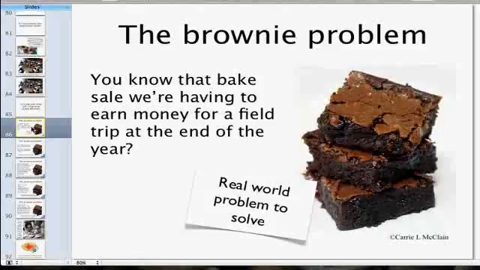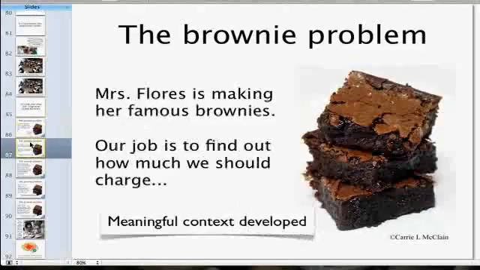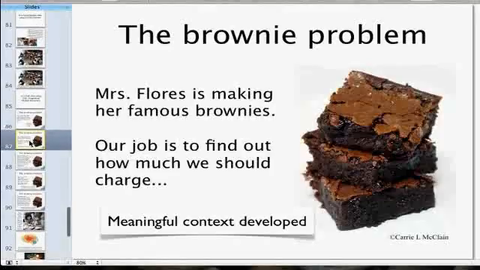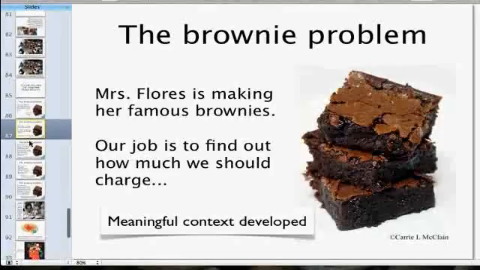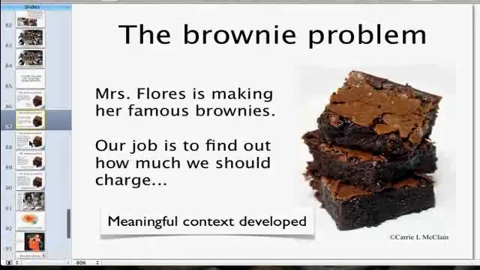So it might begin with some kind of connection to a bake sale or something real world that you're solving, and you develop a meaningful context for it. So kids are actually going to figure out how much they might charge for these brownies, and in doing so, students are challenged to apply mathematical concepts.